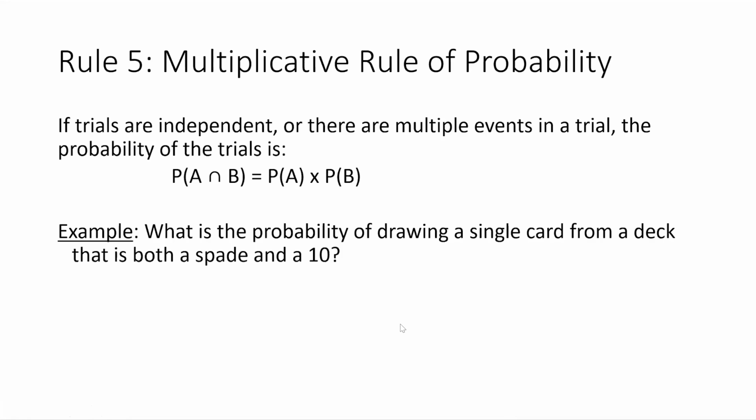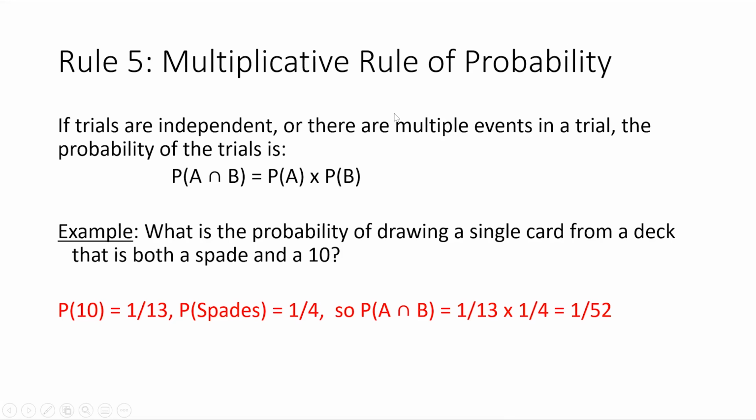So, for example, what's the probability of drawing a single card from a deck that is both a spade and a 10? Well, if we do this mathematically using this multiplicative rule of probability, we find that we have 4 10s in the deck, right? We have 1 for each suit, and we have 13 out of 52 spades, right? A quarter of the deck is spades. So 1/13 times 1/4 is 1/52.